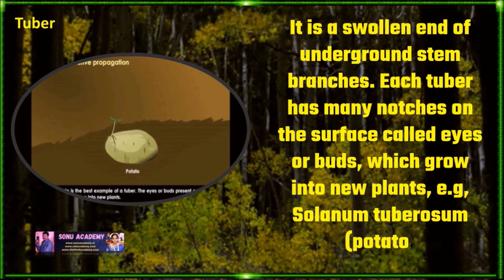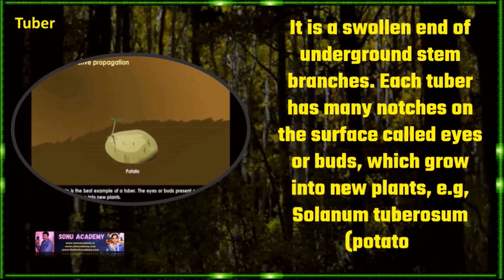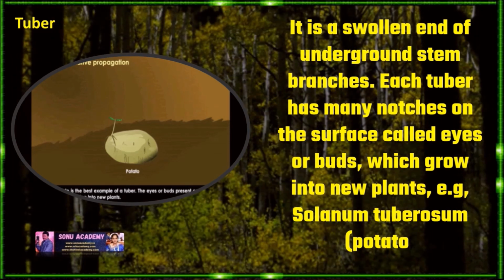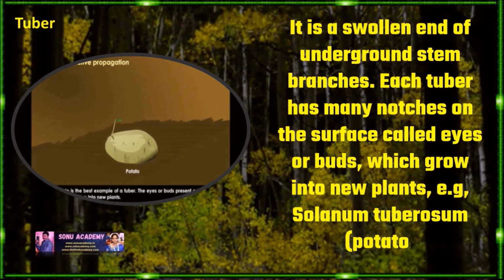Tuber. It is a swollen end of underground stem branches. Each tuber has many notches on the surface called eyes or buds, which grow into a new plant. Example: potato.